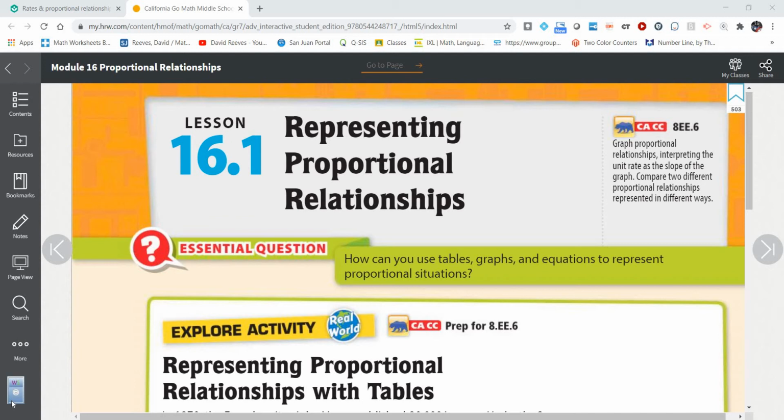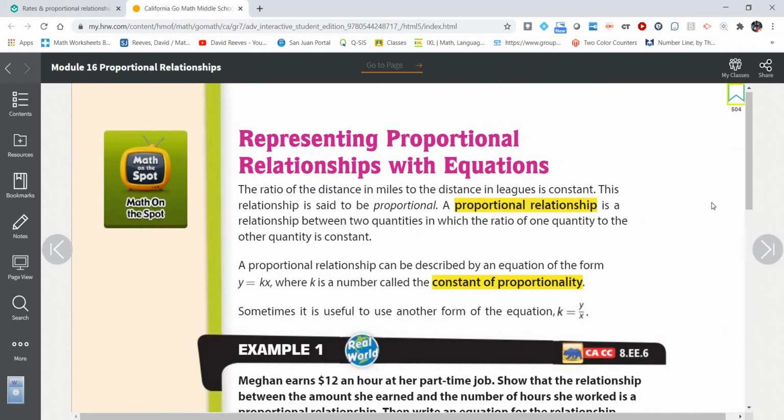And today we're looking at proportional relationships and different ways to represent proportional relationships. All right, so let's start off by talking about what a proportional relationship is. A proportional relationship is a relationship between two quantities in which the ratio of one quantity to the other quantity is constant. All right, that sounds really complicated, doesn't it?